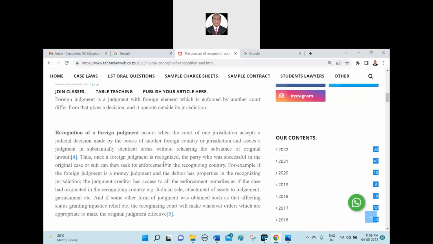Why are we doing so? The answer is the same facts. Why should it be tried again in the court of Tanzania? Why not directly use the judgment of another foreign country or foreign court? I gave an example: 2 into 2 is 4. Am I right?